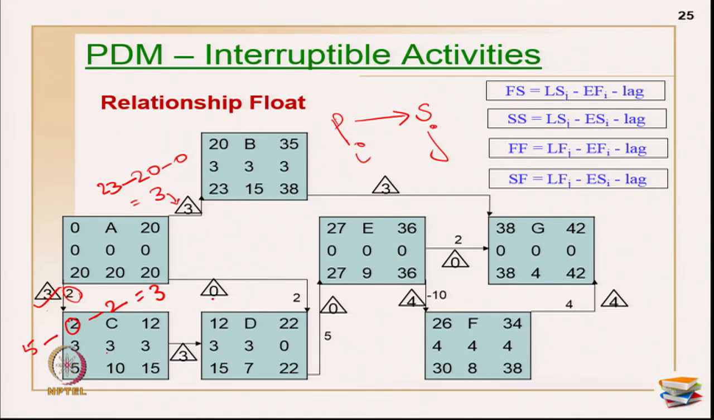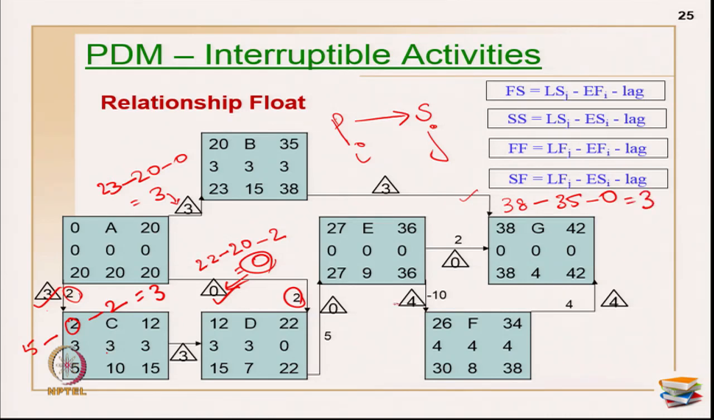Now, let us see for finish relationship. Late finish is given as 22, minus early finish is given as 20, minus there is a lag value of 2 here. So, this relationship float is 0 here. That is how it has to be done. Now, let us do one more. Let us take this relationship, this is primarily a finish start relationship. Late start is 38 here, minus early finish of this activity is 35, minus there is no lead or lag. So, this becomes 3 here.